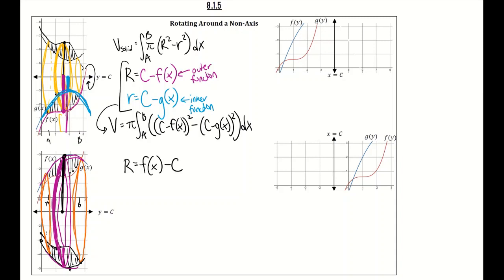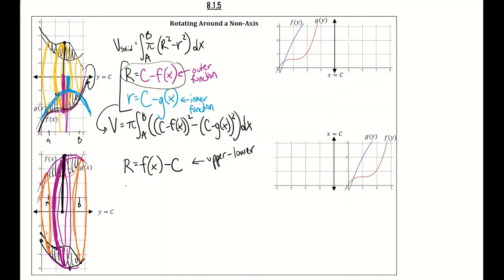Okay, so just remember this rule. We always do upper function minus lower. And the upper function is f of x in this case. C is the lower function. That still applied to the previous problem where c was the upper function. It was the axis of rotation. But since f of x was below it, it was c minus f of x. So when you're coming up with big R and little r, it's upper minus lower. Whatever is the upper function minus the lower function.